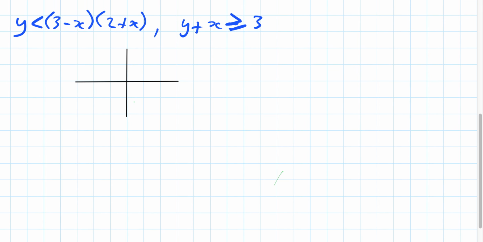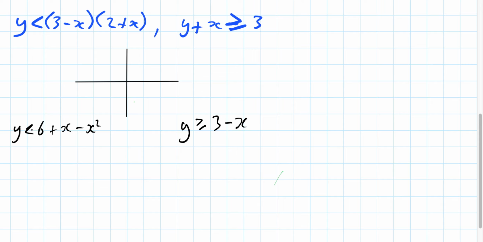So for this one, I'm gonna first expand my bracket out. It just helps me. So I have 6 plus x minus x squared. So now it's going to be an inverse graph. And here we have y is greater than or equal to 3 minus x.